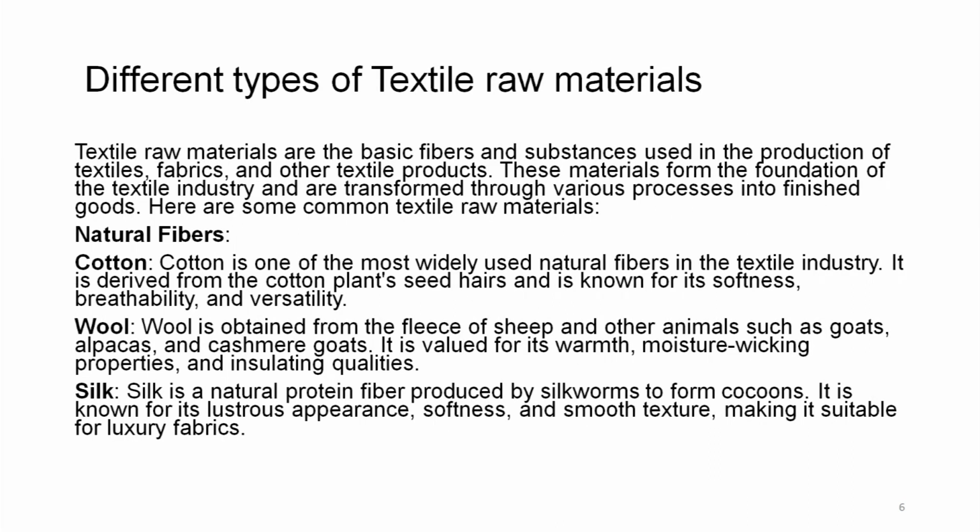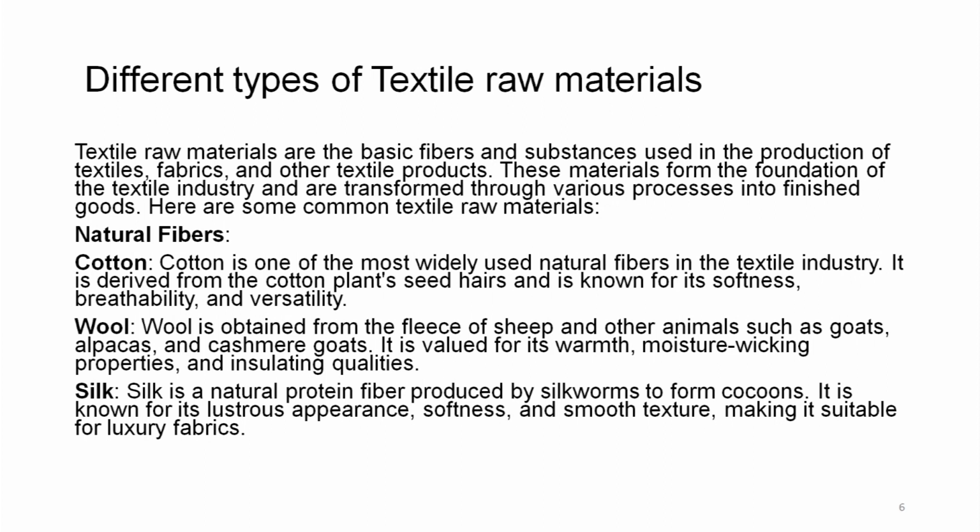Different types of textile materials. Textile raw materials are the basic fibers and substances used in the production of textile fabric and other textile products. These materials form the foundation of the textile industry and are transformed through various processes into finished goods. Here are some of the common textile raw materials.